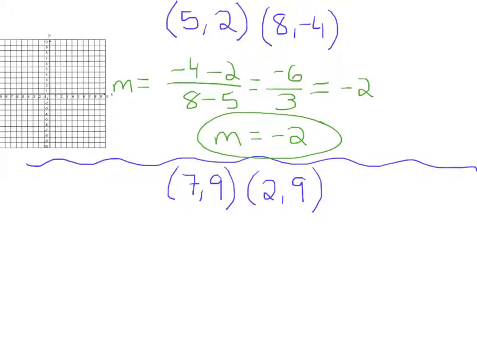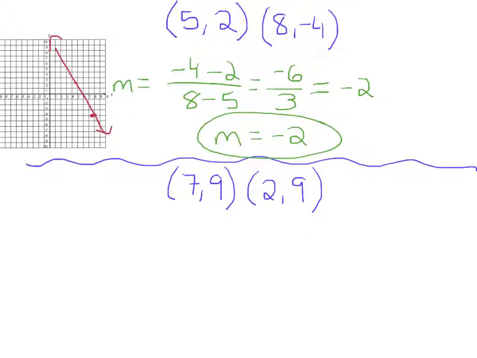You should get -2 for the slope between the first 2 points, and you can always check this on a graph. If you graph these 2 points, over 8 down 4, and then over 5 up 2, if you were to connect those 2 dots, there should be a slope using rise over run of -2 in between those 2 dots.